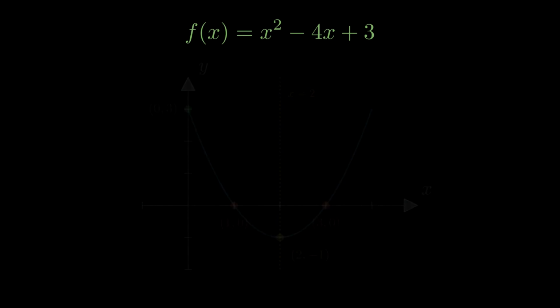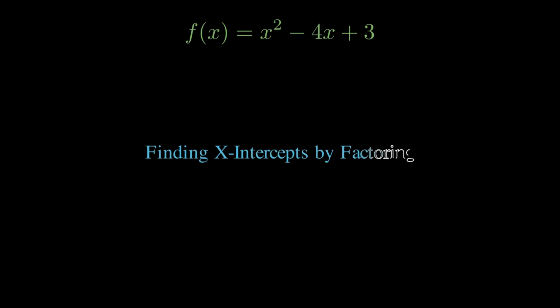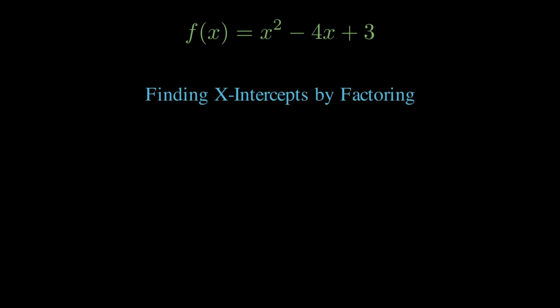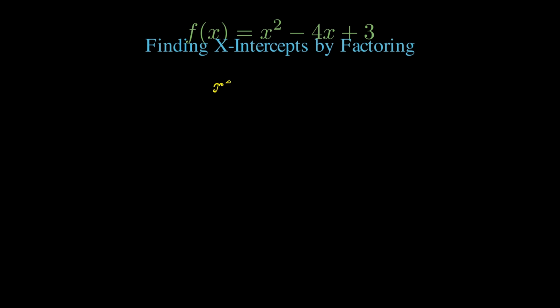Moving on to the x-intercepts, also called roots or zeros. These are the points where the graph crosses the x-axis, which happens when f of x equals 0. We need to solve the equation x squared minus 4x plus 3 equals 0. We can factor this quadratic expression. Looking for two numbers that multiply to 3 and add to negative 4, we find negative 3 and negative 1.